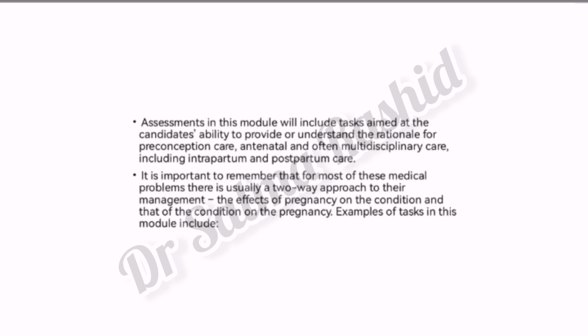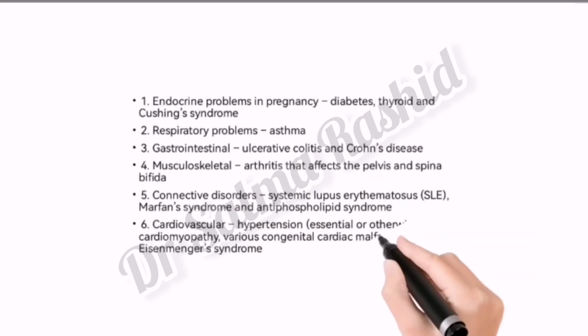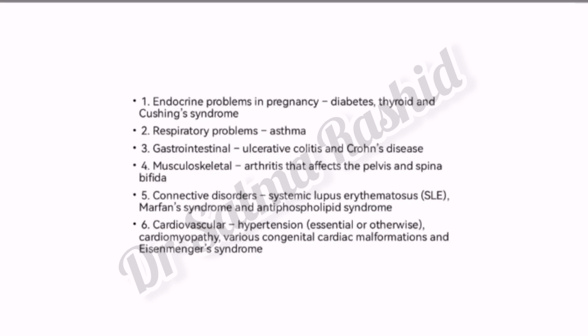Examples of tasks in this module include endocrine problems in pregnancy: diabetes, thyroid and Cushing's syndrome; respiratory problems, asthma; gastrointestinal, ulcerative colitis and Crohn's disease; musculoskeletal, arthritis that affects the pelvis, and spina bifida; connective tissue disorders, systemic lupus erythematosus, Marfan syndrome and antiphospholipid syndrome. Cardiovascular includes hypertension, essential or otherwise, cardiomyopathy, various congenital cardiac malformations, and Eisenmenger's syndrome.